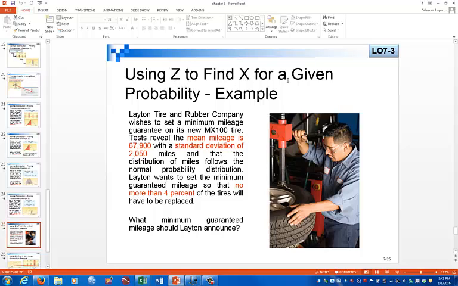Using Z to find X for a given probability. An example. Leighton Tire and Rubber Company wishes to set a minimum mileage guarantee on its new MX100 tire. Tests reveal the mean mileage is 67,900 with a standard deviation of 2,050 miles, and that the distribution of miles follows the normal probability distribution. Leighton wants to set the minimum guaranteed mileage so that no more than 4% of the tires will have to be replaced. What minimum guaranteed mileage should Leighton announce?